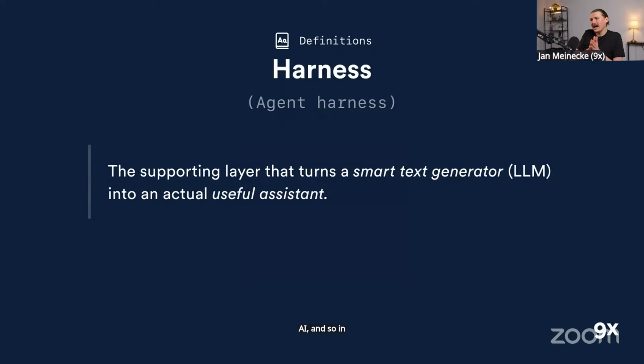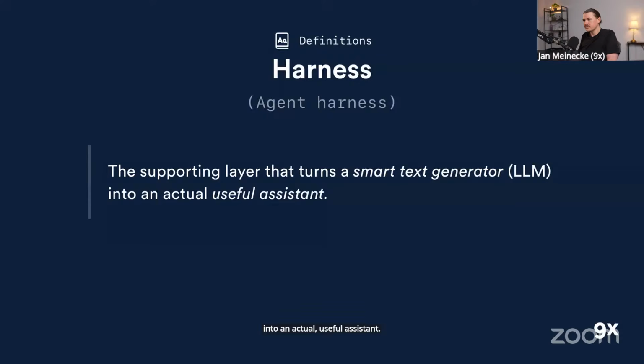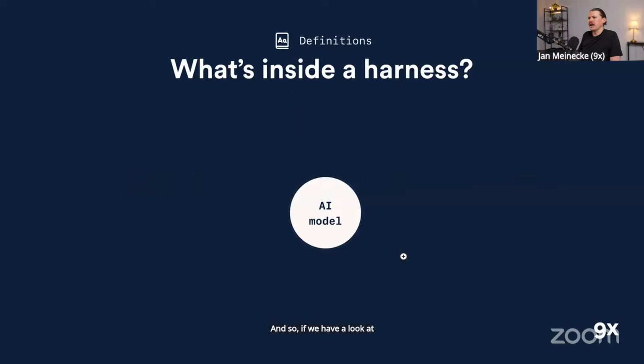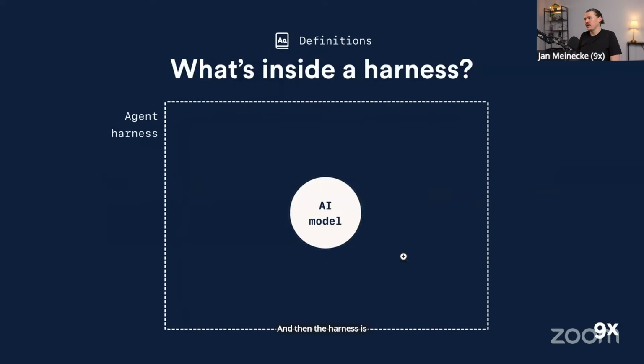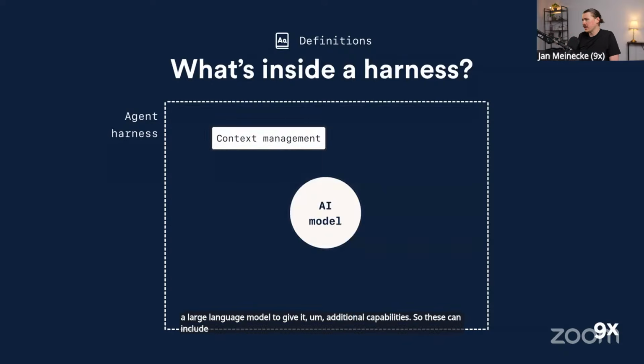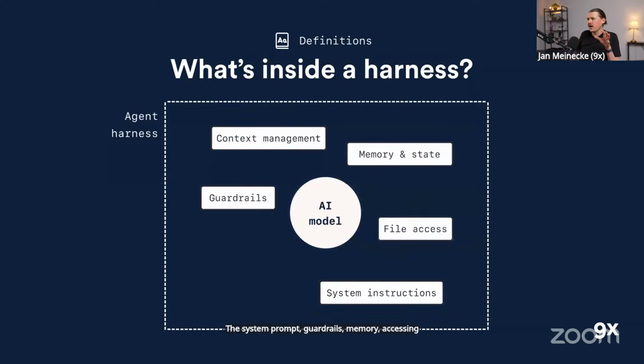And so in AI, a harness, also referred to as an agent harness, is the supporting layer that turns a smart text generator, a large language model, into an actual useful assistant. If we have a look at what's inside a harness, it starts at the core with an AI model, and then the harness is that supporting layer around it. The harness is the infrastructure that we wrap around a large language model to give it additional capabilities. These can include how the application handles context, the system prompt, guardrails, memory, accessing files, connecting to tools.